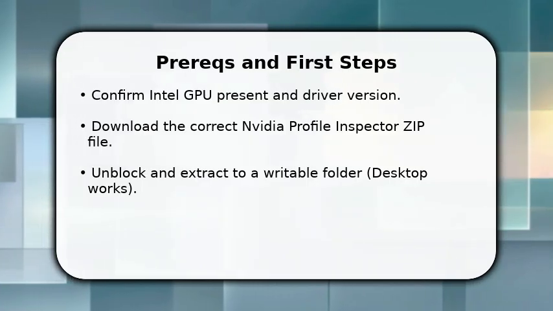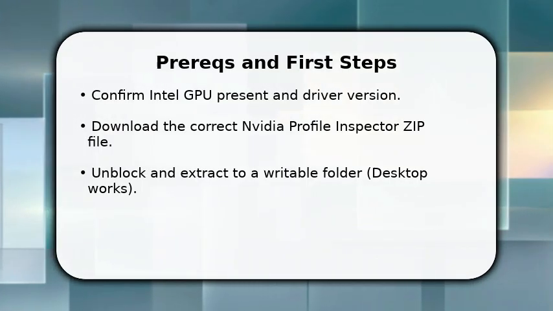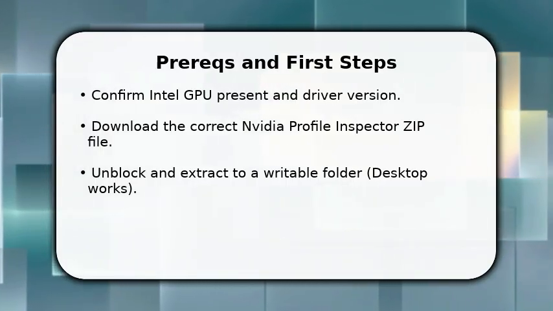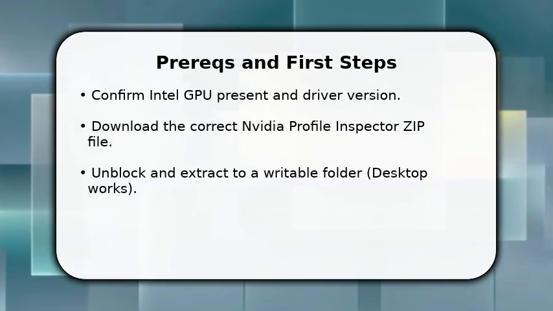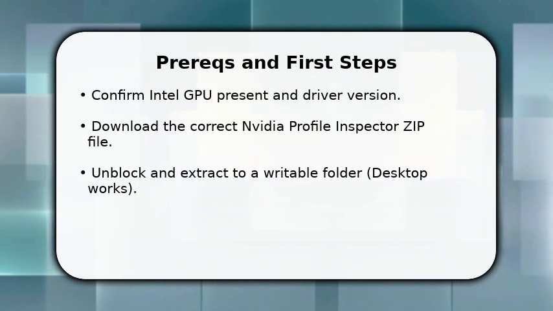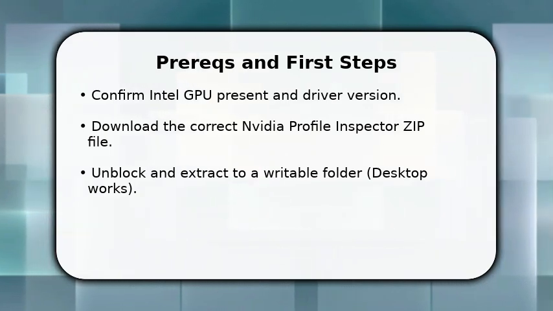Make sure to extract into a folder you control, like desktop or documents, and unblock the executable in File Properties. You'll need administrator rights for later steps, so sign in or prepare credentials before continuing. This avoids interruptions when adjusting profiles.